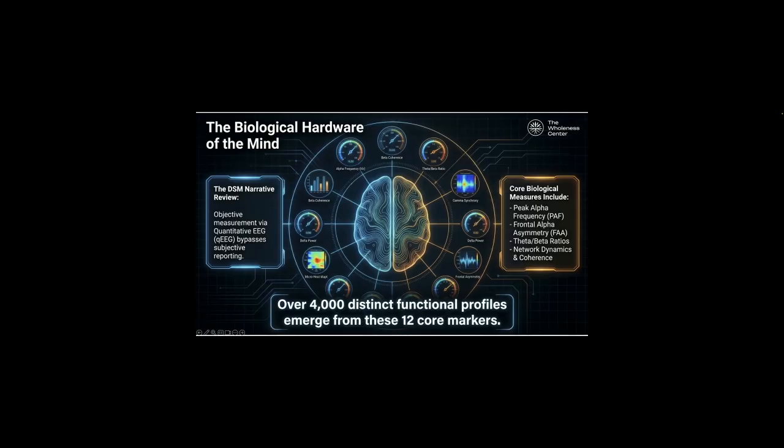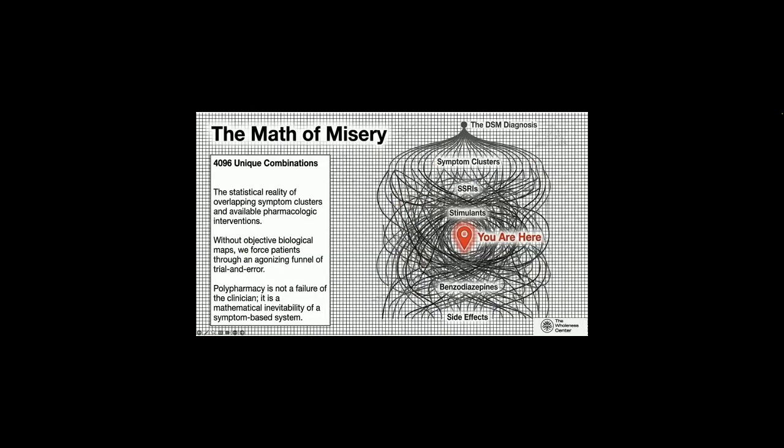But for some, the ones that don't respond, this is probably what's missing. It's probably some of these patterns that we don't know, okay? So this slide is interesting. I really like this slide. It's what I call the math of misery. This is the 12 different patterns, 2 to the 12th power, and this is what you end up with.